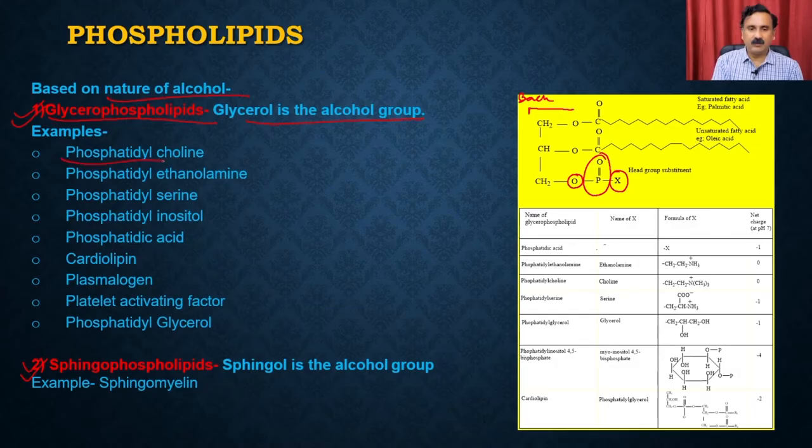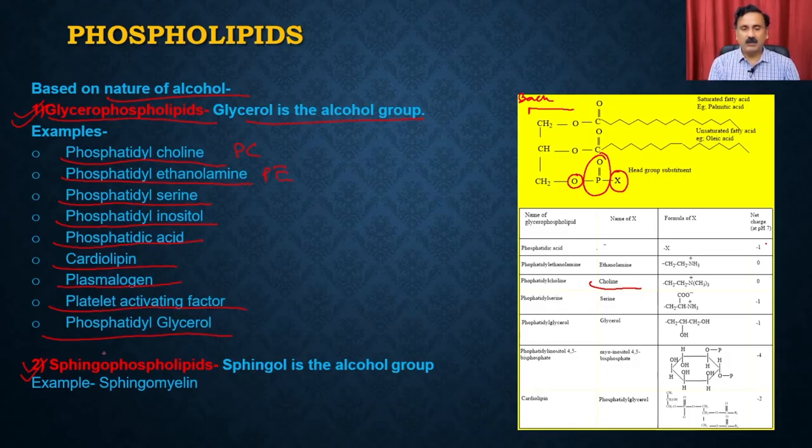You can have the phosphatidylcholine. If the X is replaced by the choline, then it is going to be called phosphatidylcholine. If it is replaced by the ethanolamine, then it is going to be called phosphatidylethanolamine. So, this is called PC, this is called PE. Similarly, you can have phosphatidylserine, phosphatidylinositol, phosphatidic acid, cardiolipin, plasmalogen, platelet activating factor, as well as phosphatidylglycerol. Similarly, you can have the sphingophospholipid. In the sphingophospholipid, the sphingosine is the alcohol group, for example, sphingomyelin. So, in this case, you are actually changing the backbone also.